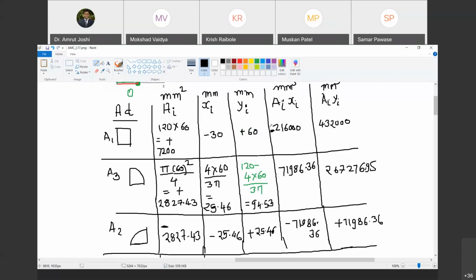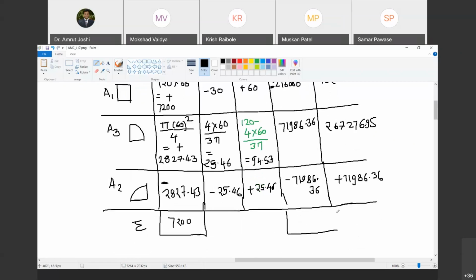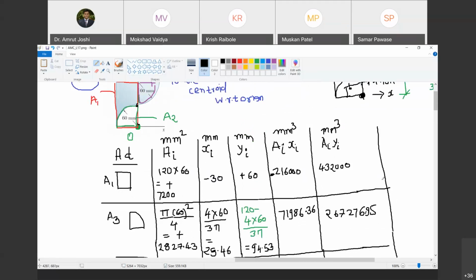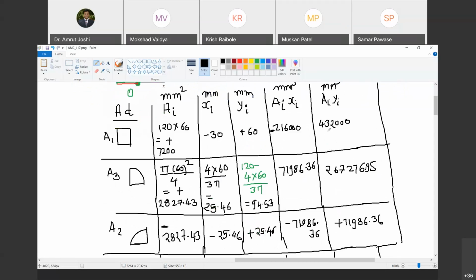What can you say about the summation of ai xi? This is additive, subtractive. So it is going to be minus 216,000. Do you agree with me? Yes, sir. And what is the summation here? 432,000 plus 267,276.95 plus 71,986.36. Tell me.